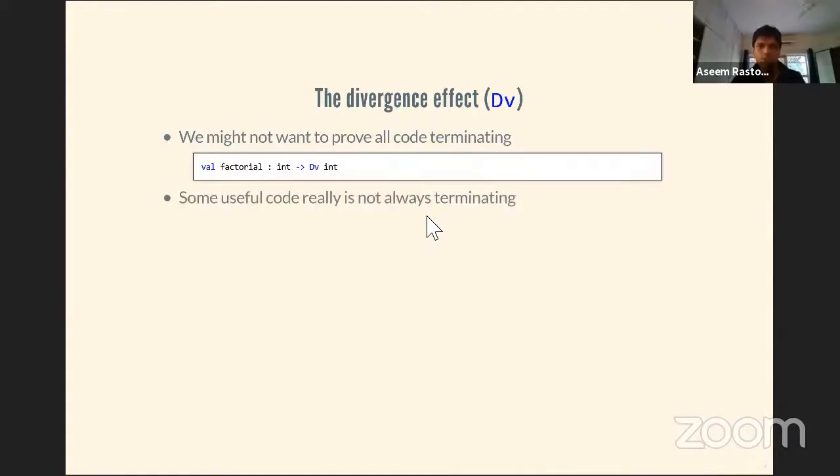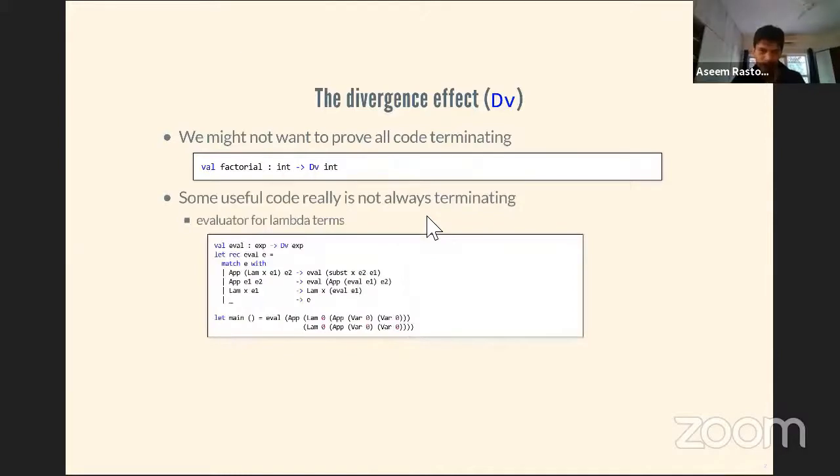And just to motivate why we need this, some useful code is really not always terminating. Case in point, an evaluator for lambda terms, we briefly mentioned STLC. In untyped lambda calculus, you can actually write lambda terms that do not terminate, and their evaluator is going to be in the Dv effect. And there are other infrastructure things, like web servers, that don't terminate. So divergence is a useful effect.